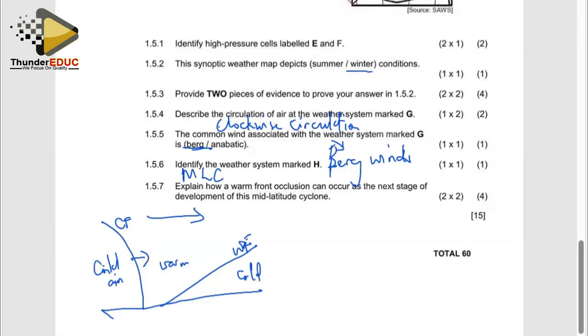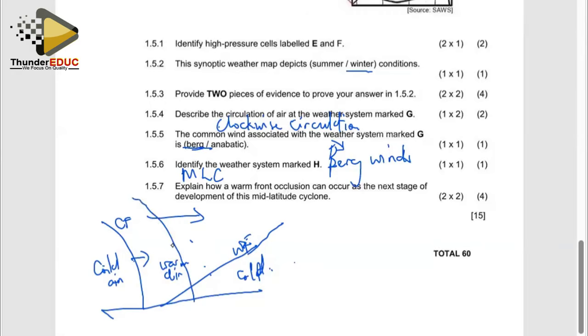Why does it move faster? Because it's more dense and it's pushing towards less dense air. Warm air is less dense, so it moves faster. But the warm front does not move faster because it's warm air which is advancing towards cold air which is more dense. So for that reason, we have the cold front advancing faster. What is going to happen if the cold front advances faster? It is ultimately going to catch up with the warm air.